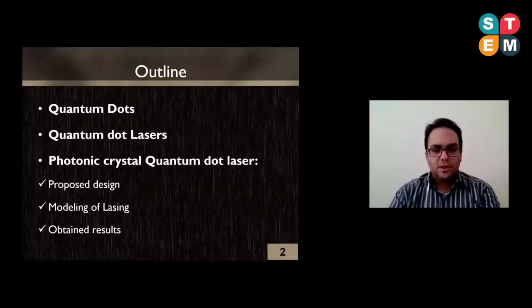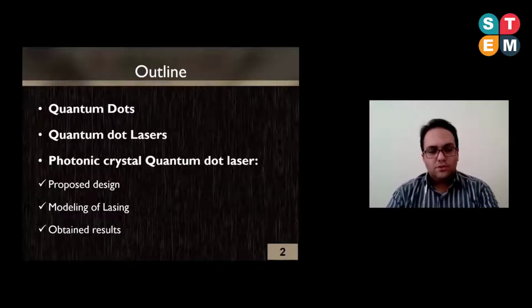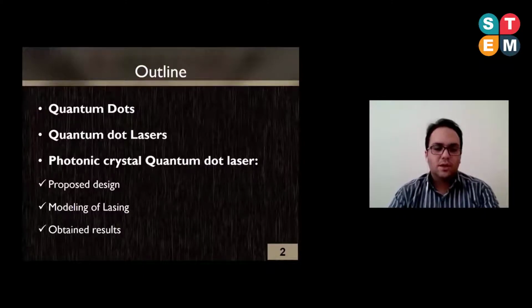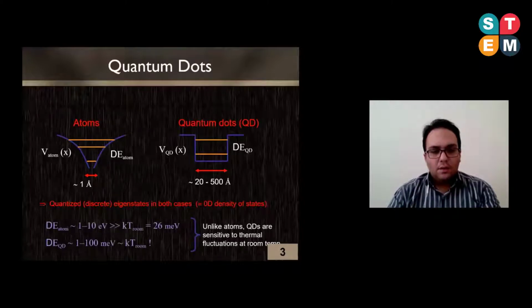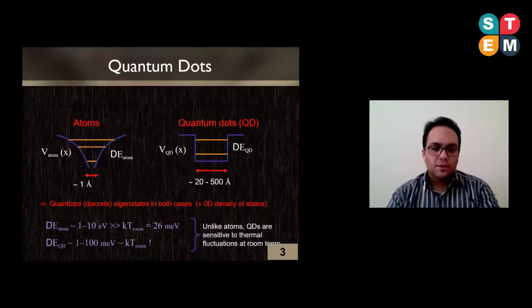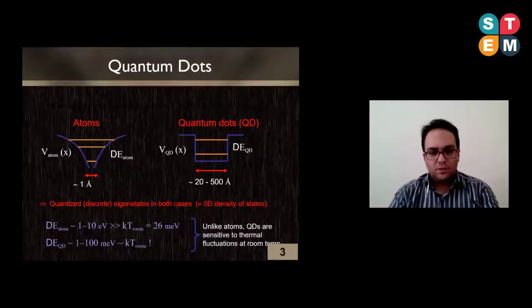I will first cover quantum dots and their potential for use in a laser active medium. Then I will describe the offered designs and the proposed design for a single quantum dot laser using a photonic crystal cavity, and then investigate its modeling procedure and its obtained results, mainly its lasing characteristics. Now that you're aware of the overview, let's begin with the definition of quantum dots.